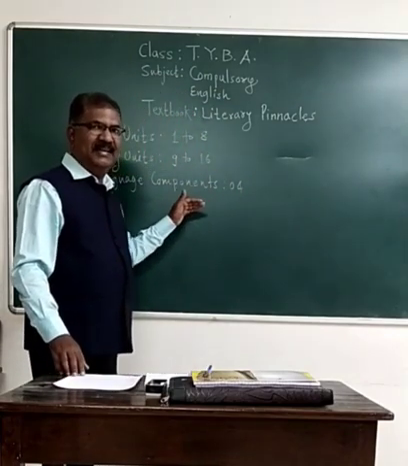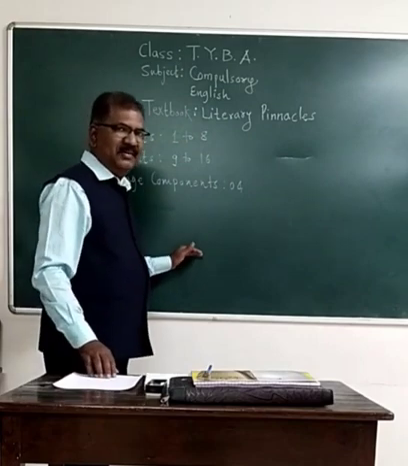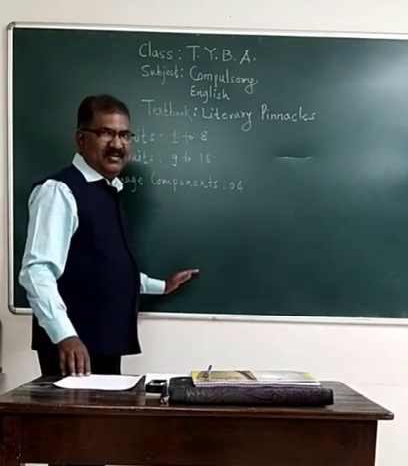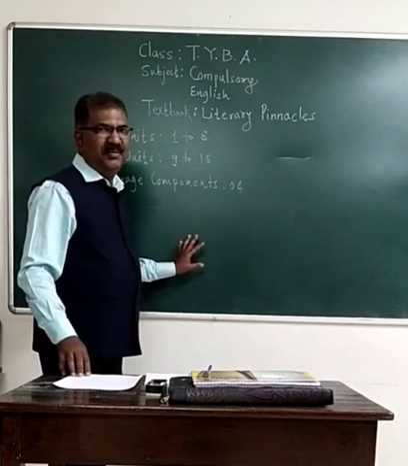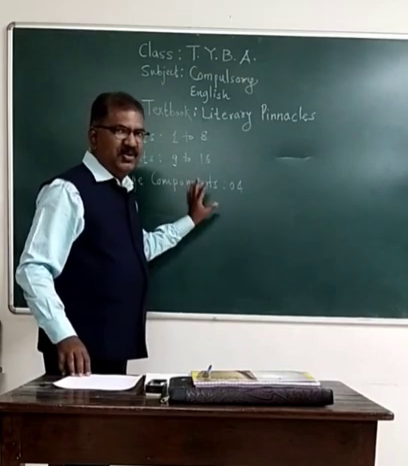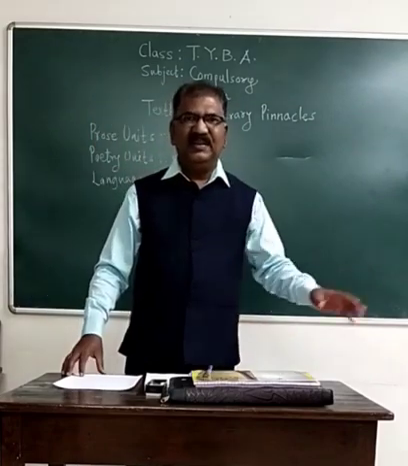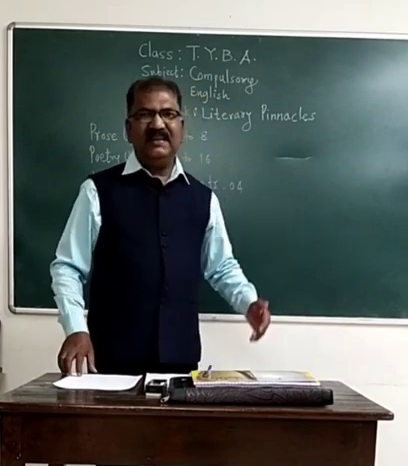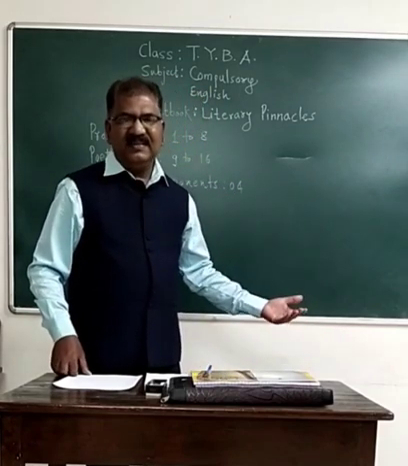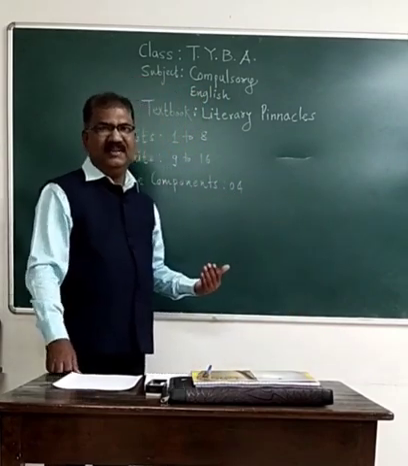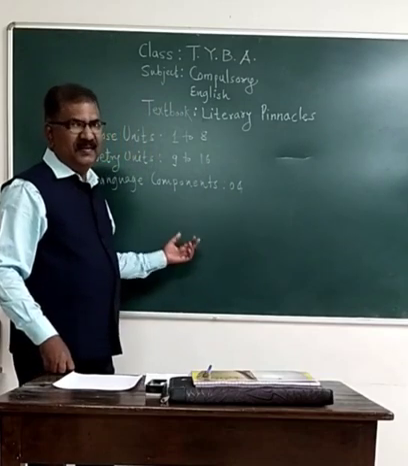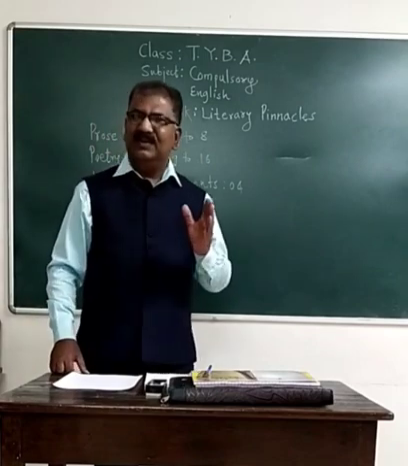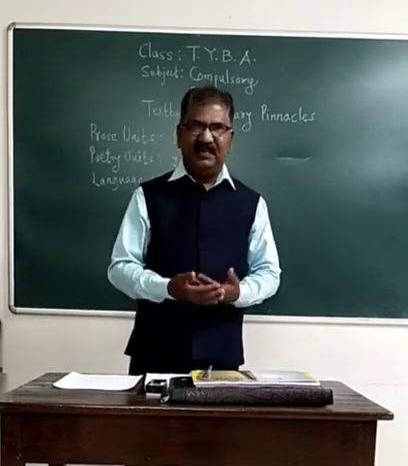First question for 12 marks, second question for 12 marks, third for 12 marks, fourth for 12 marks, and the last one for 12 marks. Obviously, last question will be based on grammar and communication skills, right? The first 2 questions will be based on prose units. Remaining 2 questions will be based on poetry units. So we have these 4 prose units and 4 poetry units and 2 language components for the first term. Alright, and the question paper will be of 60 marks. Those 60 marks will be converted into 20 marks.